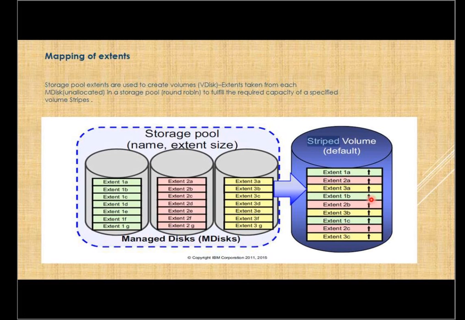But if we want, we can always have a sequential volume as well. In that case, extents will be taken from the first MDisk initially. Once all the extents are consumed, then extents will be taken from another MDisk. There is a benefit associated with creating a striped volume. The MDisks that you have from the external storage subsystem might be residing on different drives. So if you have a striped volume, you get a performance advantage where you have different spindles working at the same time.